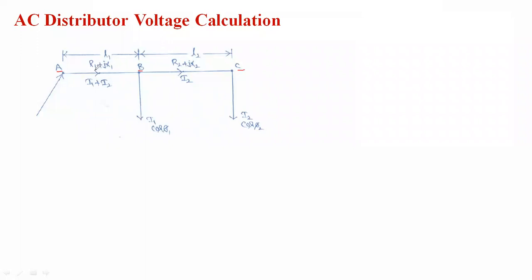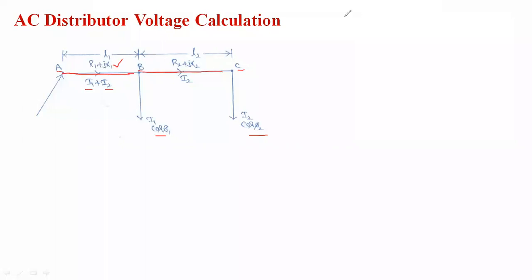Now here we consider ABC, that is the points A, B, C, having the load currents I1 and then I2. The load currents are represented by I1 and I2, and the power factors are represented by cos phi 1 and cos phi 2. Here R1 plus jX1 is the impedance of the particular section AB, and R2 plus jX2 is the impedance of the particular section BC.